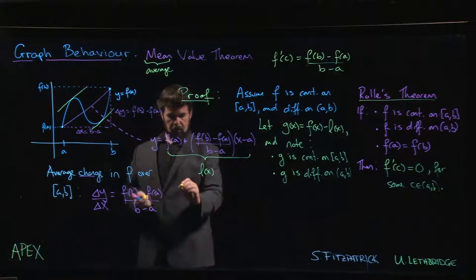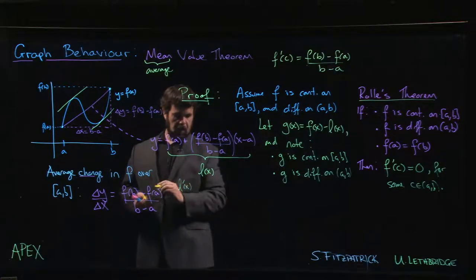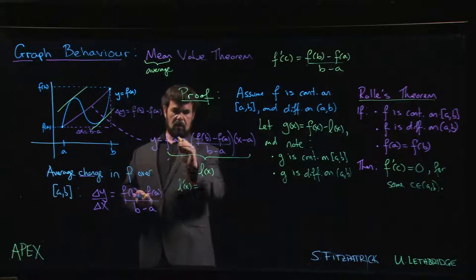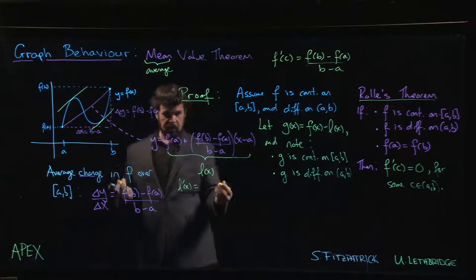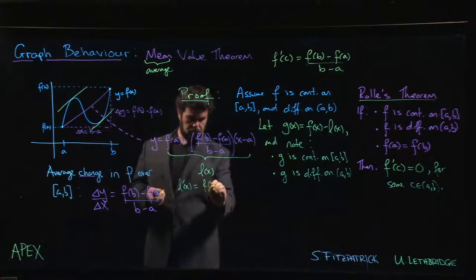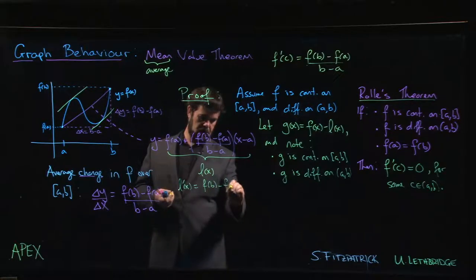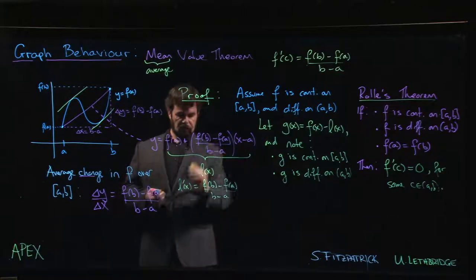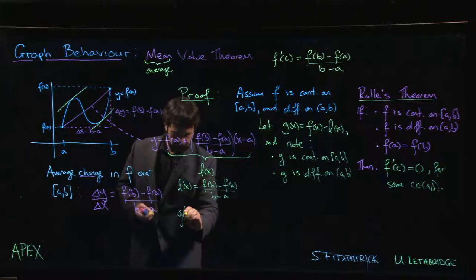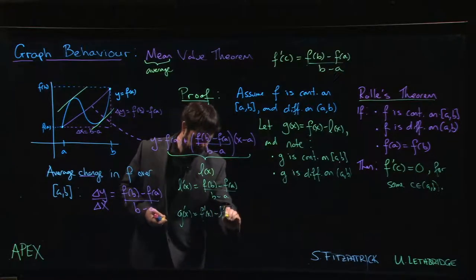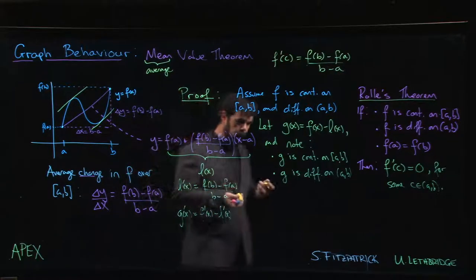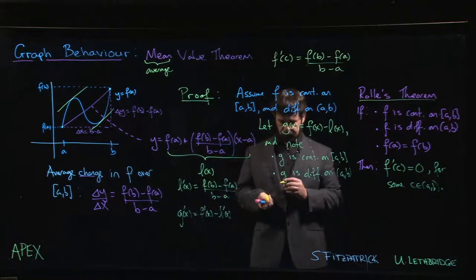In fact, we can compute L prime of x, right? L prime, derivative of a constant is just zero, derivative of x is just one. We just get the slope, right? We know the derivative of a linear function is just the slope, f of b minus f of a over b minus a. The difference rule tells me that g prime is simply f prime minus L prime. So we know that g is differentiable.